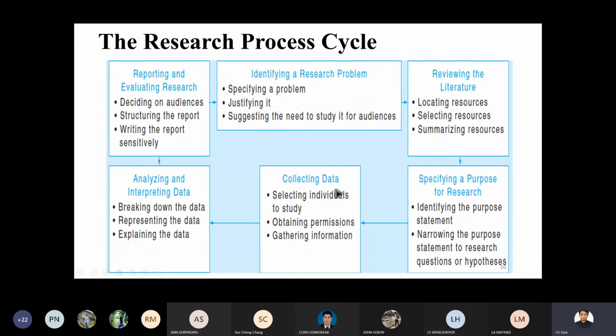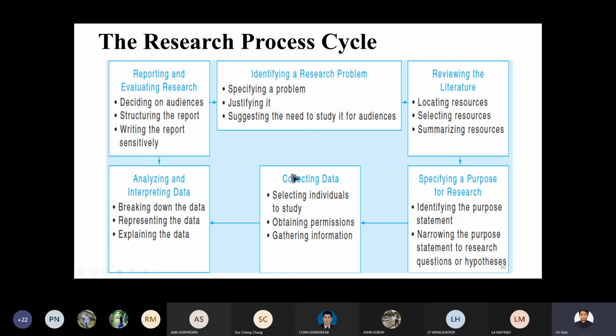Okay, so after this, we have collecting data. This is your research methodology, all right? Select individuals to study. So what do you mean by individual? This is referred to the sample. You have to get permissions, right? Permission here, if we talk in general, is that if you are a student, you get permission from the school to go and do the research on any places. And when you go there, you have to ask permission from the place to do the research as well, so you can gather information. Gathering information is the same as collecting the data for your study. So this is a research method.